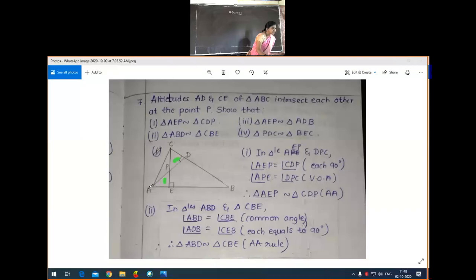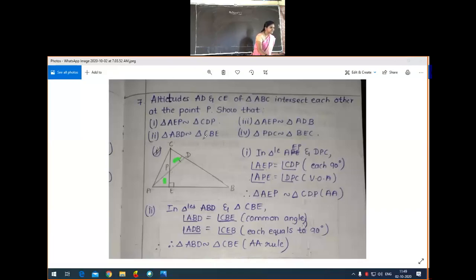So in the two triangles, we are observing that this angle AEP is 90 degrees, and here also 90, no? This angle and this angle CDP are both 90 degrees. Then at the intersecting point, vertically opposite angles are equal. Therefore, by the AA criterion this triangle is similar to this. Very simple. First part is over.